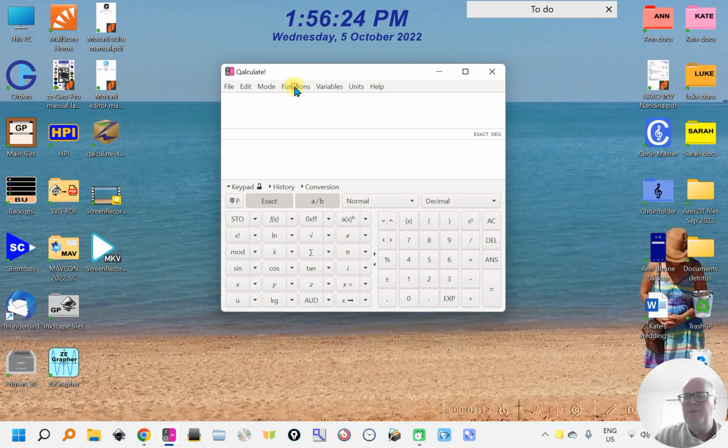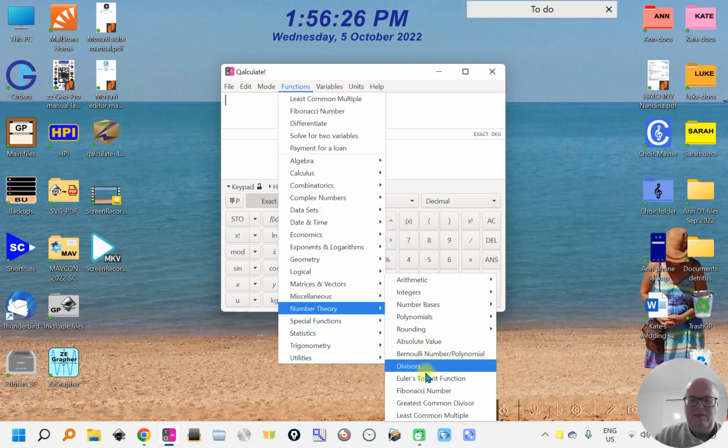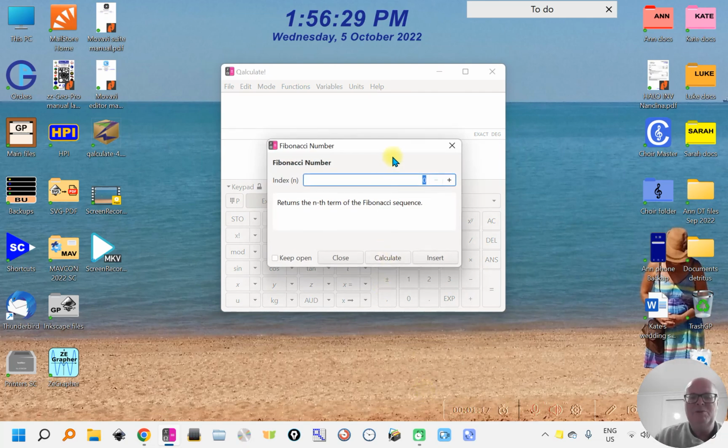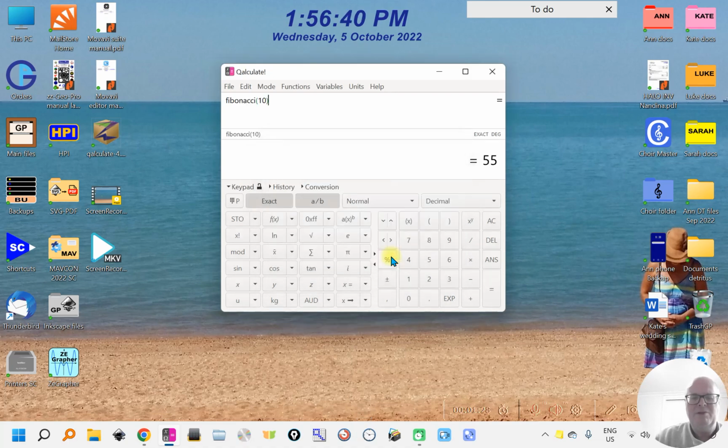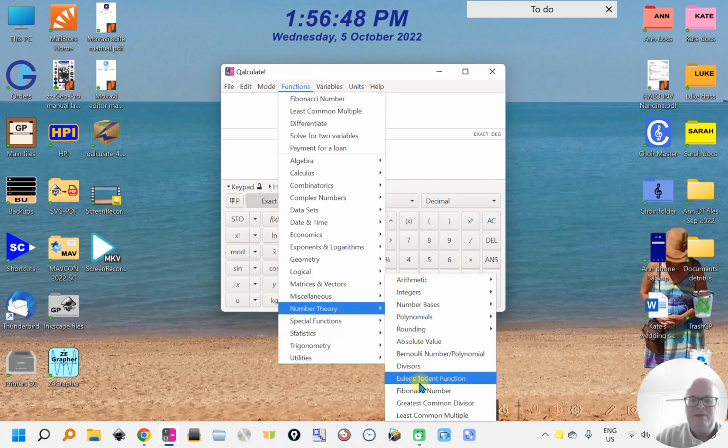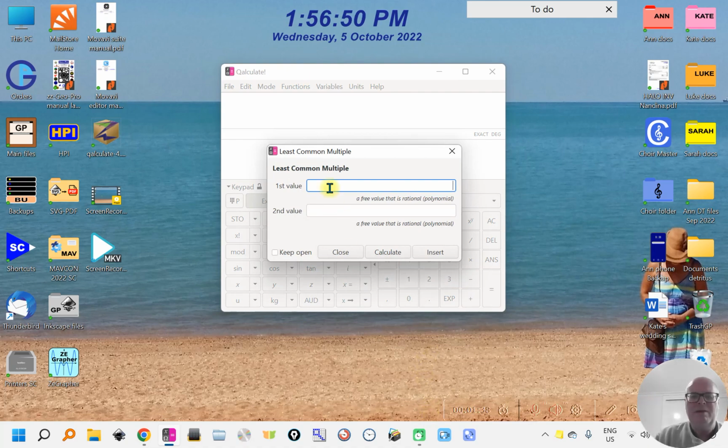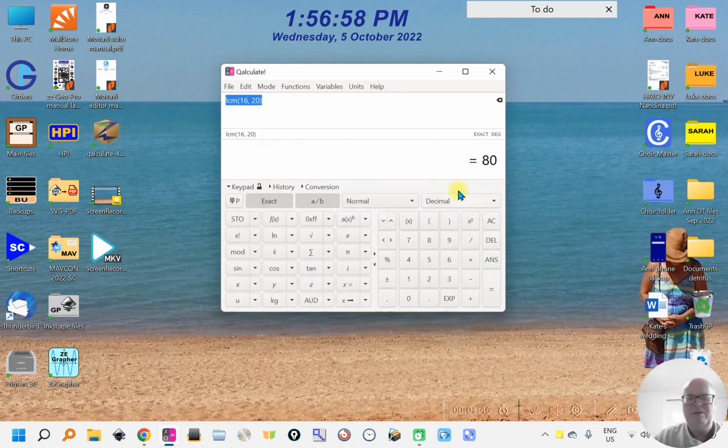Under functions, say number theory, you know, Fibonacci numbers. And that little wizard, so you don't have to remember the code for the function. You can just fill in these numbers here. For example, if you want the 10th Fibonacci number, press calculate, and there it is. Again, under functions, number theory, things like lowest common multiple, you don't have to type out the function. You just put the two numbers in boxes here, and calculate, and there's the lowest common multiple.